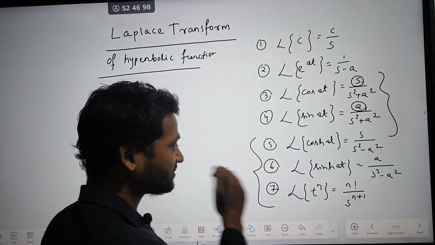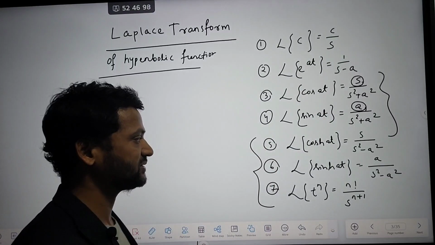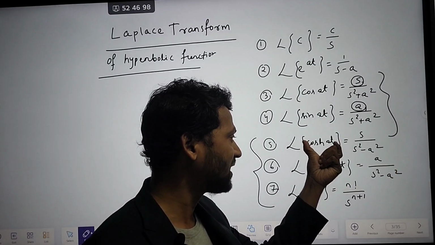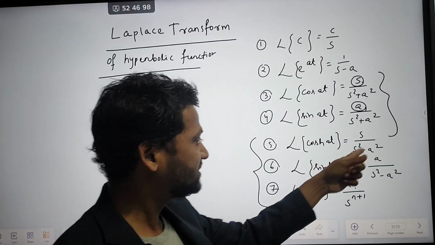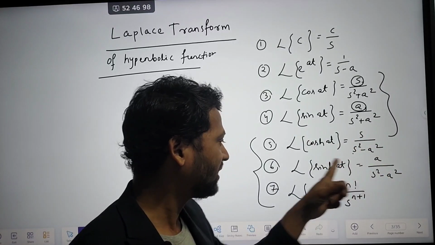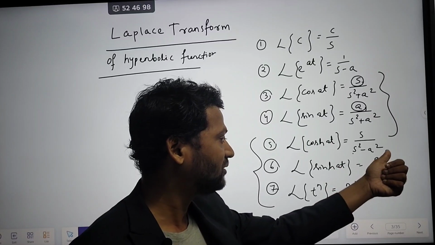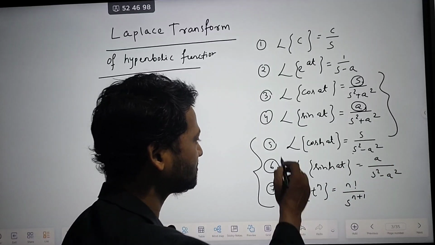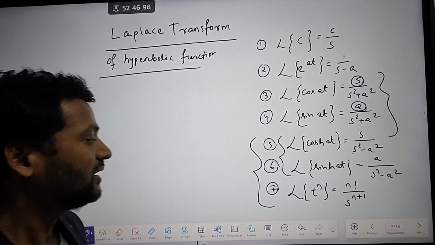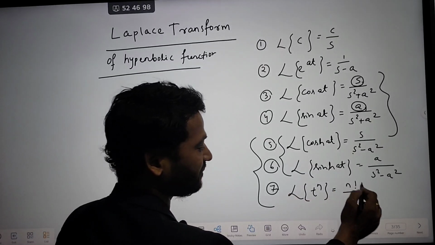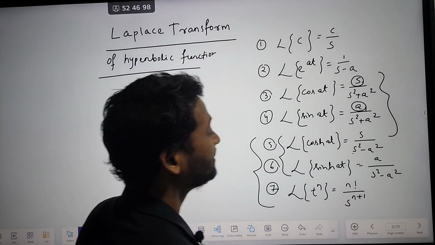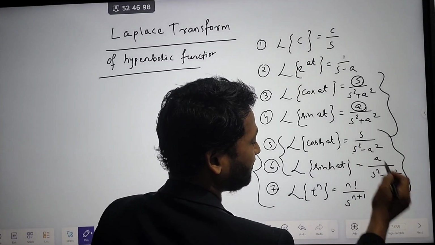In today's class, I'll be discussing the three remaining formulas, which are Laplace of cos hyperbolic at, which is s by s square minus a square, and Laplace of sin hyperbolic at, which is equal to a by s square minus a square. These two are hyperbolic functions, and Laplace of t to the power n is n factorial by s to the power n plus 1. So how to remember these formulas?